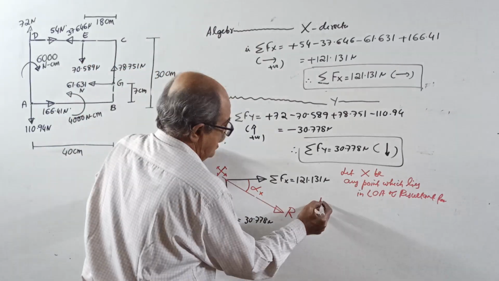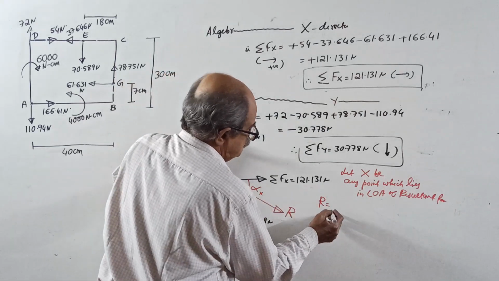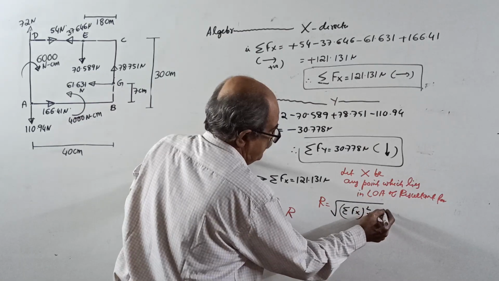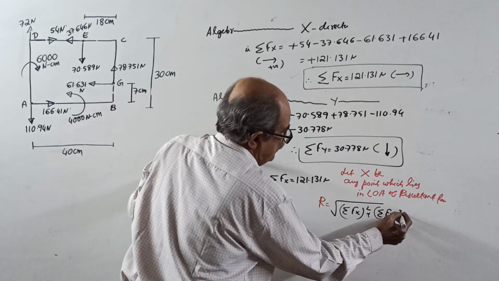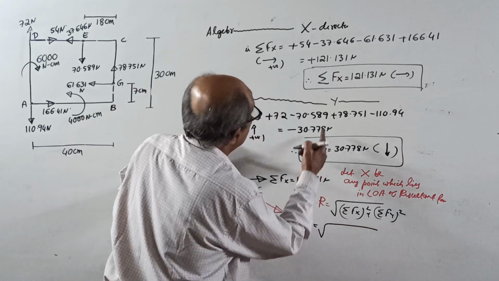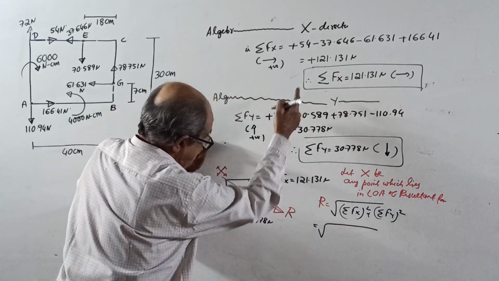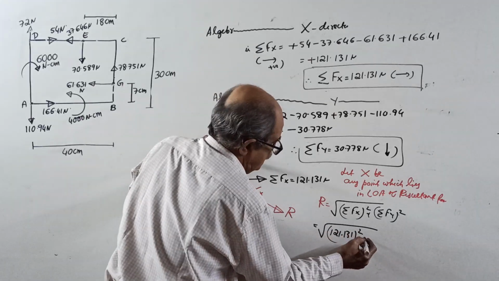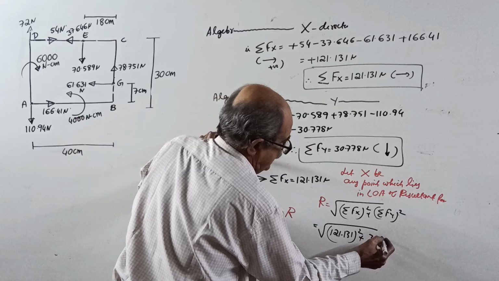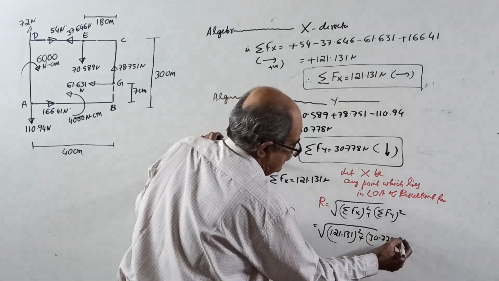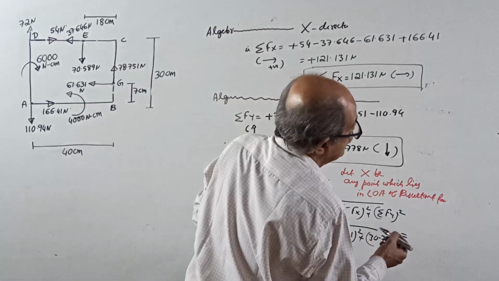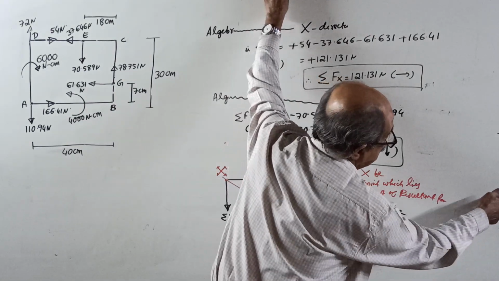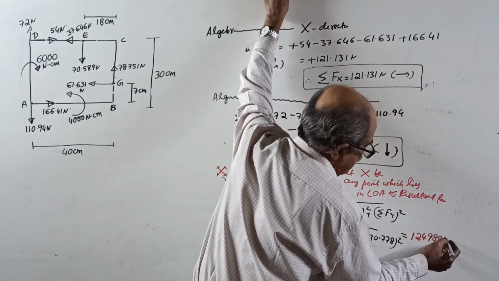So your R equal to square root of sigma Fx square plus sigma Fy square, equal to root of 121.131 square plus 30.778 square. That will give you the answer: 124.980 Newton is the resultant.